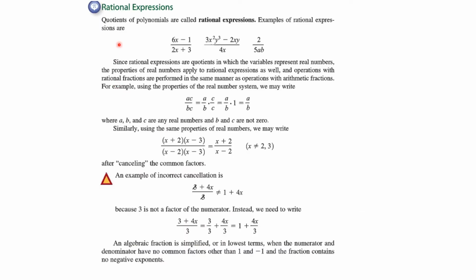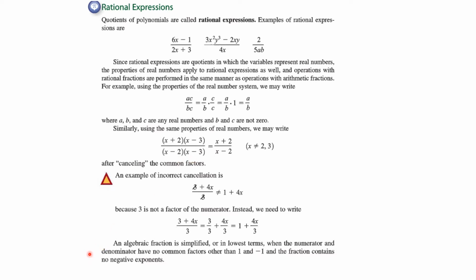Quotients of polynomials are called rational expressions, and when you have rational expressions, we can simplify these by canceling common factors. So you see that (x + 2)(x - 3) over (x - 2)(x - 3), we can cancel the common factors and simplify this, provided that x does not equal 2 or 3, which is what's required for this to make sense, canceling the common factors.